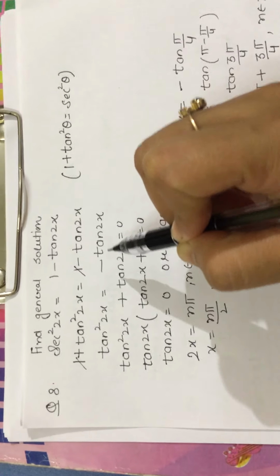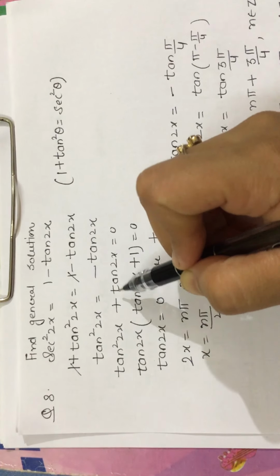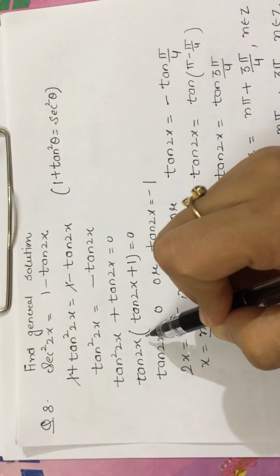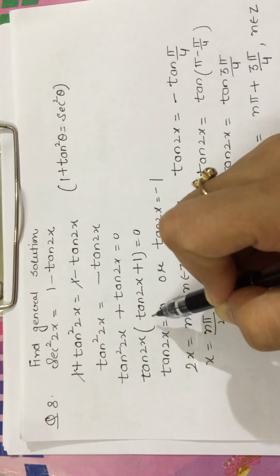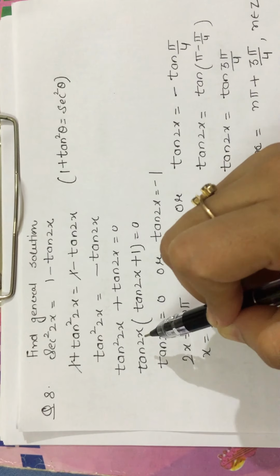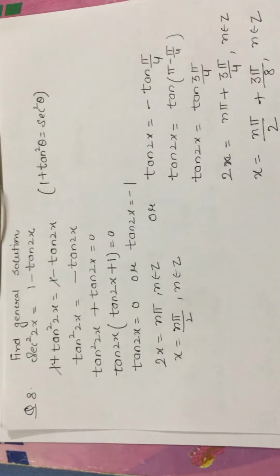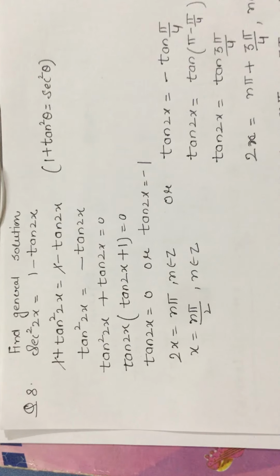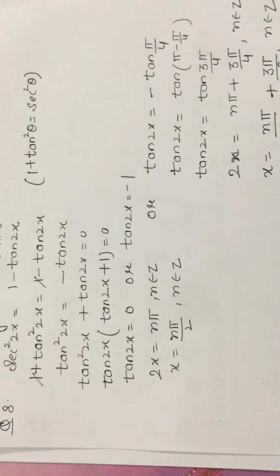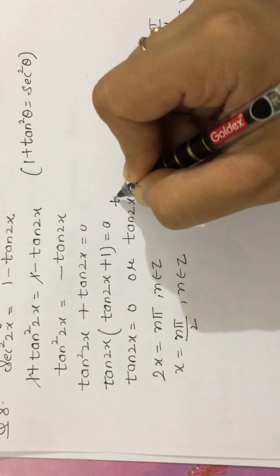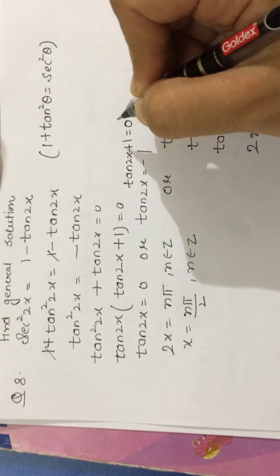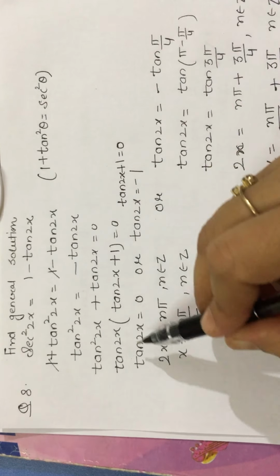This can be rewritten as tan square 2x plus tan 2x equal to 0. Now take tan 2x common. So you have tan 2x into (tan 2x plus 1) equal to 0. Again multiplication of two terms equal to 0. Either the first term tan 2x is 0 or the second term tan 2x plus 1 equal to 0. So first we solve this trigonometric equation.